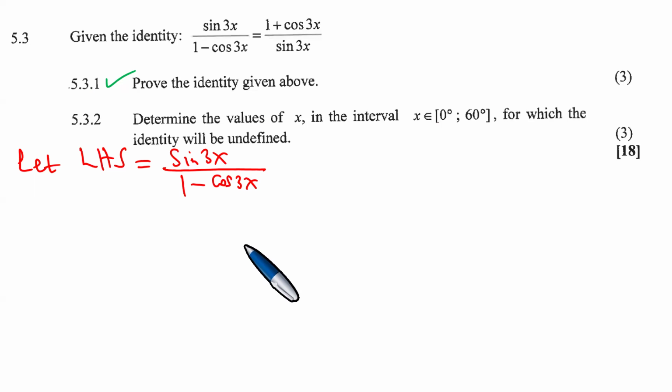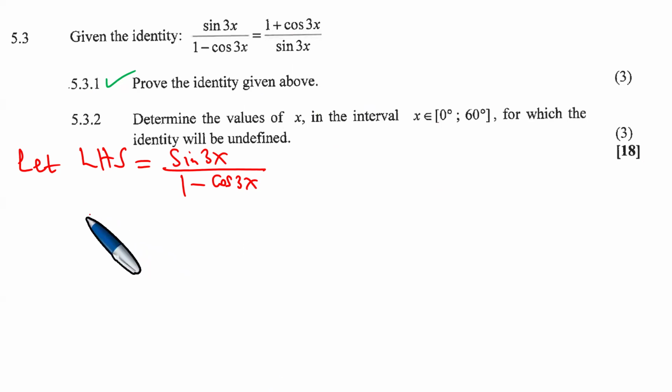It's tricky. They look similar, because this one has sine x at the top, and this one has sine x at the bottom, and this one is 1 minus cosine 3x. What is the first step? There are many things that can be done, like a billion things. But just one.